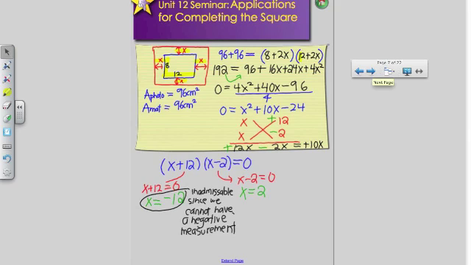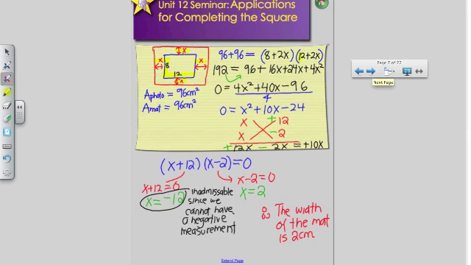So that leaves us with only one option. Therefore, the width of the mat is 2 centimeters. 2 centimeters on each side.